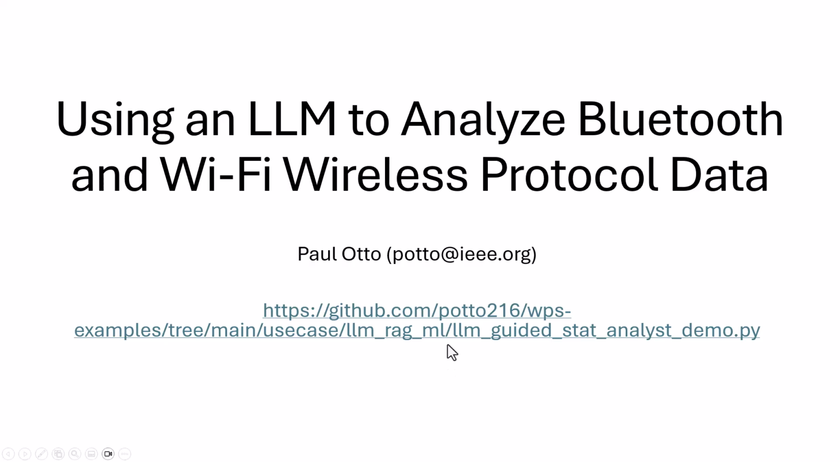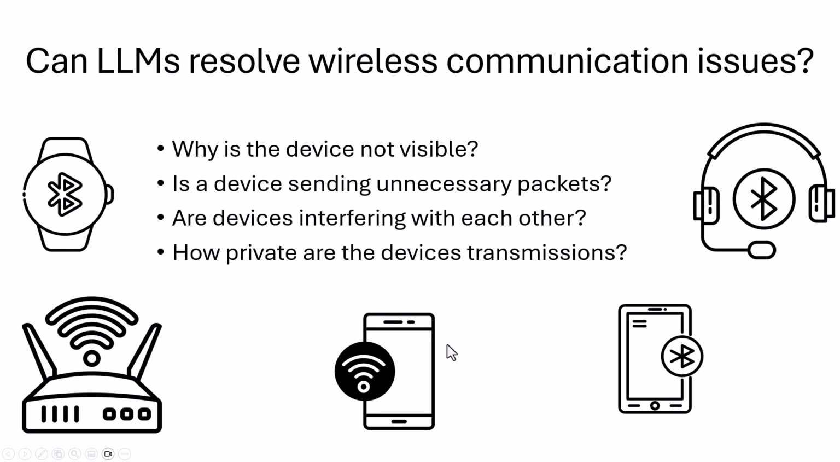So first, there's the fundamental question of, can large language models resolve wireless communication issues, and what exactly are we looking at for questions? Often with wireless communication, the questions aren't so much about the communication itself or the wireless itself, but it's about the devices using the wireless. So, for example, if you have Bluetooth being used for headsets or smart devices, sensors like watches, the question may be, why is it not visible when trying to pair with my phone? Or it might be visibility with Wi-Fi devices. So why can't I see my device on my home Wi-Fi network?